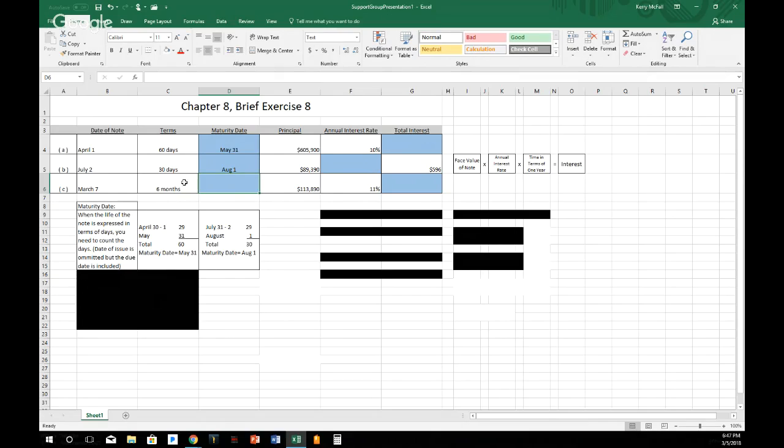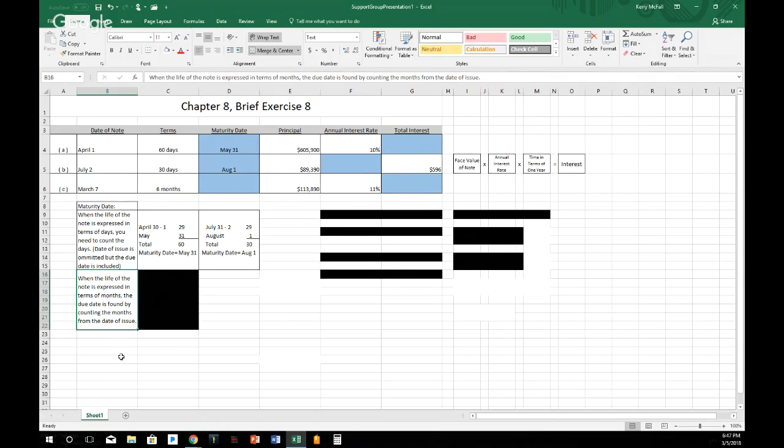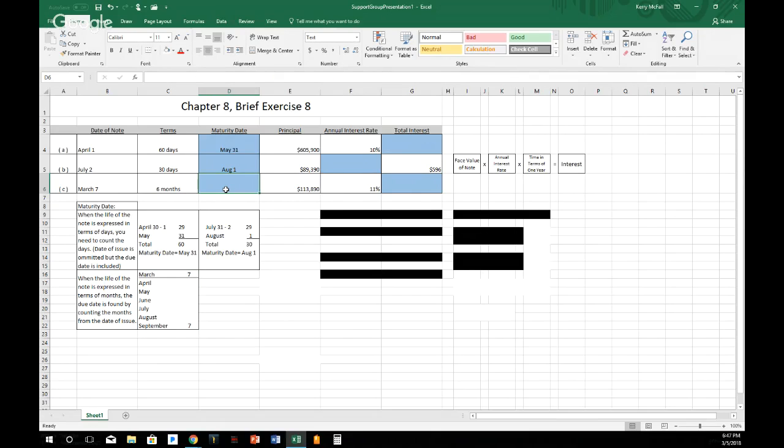The third one is a little bit different. Instead of days, we are dealing with months. When the life of the note is expressed in terms of months, the due date is found by counting the months from the date of issue. So it's actually pretty simple. We have March 7th as the starting date, and we need to add 6 months to that. So we have April, May, June, July, August, and September. September would be 6 months after. Again, we just leave it at the 7th day, so we have September 7th as our maturity date.